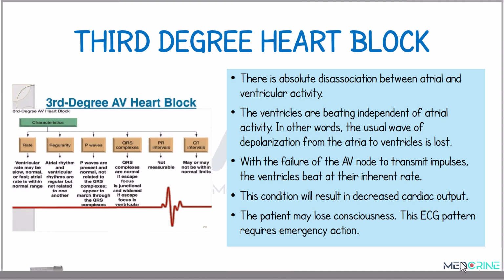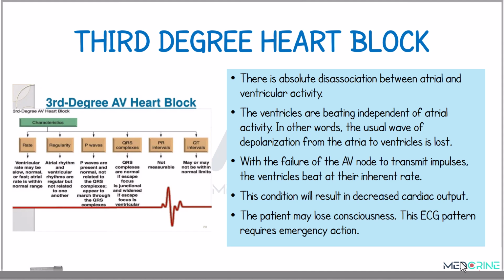Some characteristics of a third degree heart block that you may need to know are that when you look at the rate, the ventricular rate may be slow, either normal or fast, and the atrial rate is within the normal range. You remember that? In terms of regularity, the atrial rhythm and ventricular rhythms are regular, but they're not related to one another. And the P waves are present and normal. They're not related to the QRS complex. Remember, there is a dissociation between the atrial and the ventricular activity.